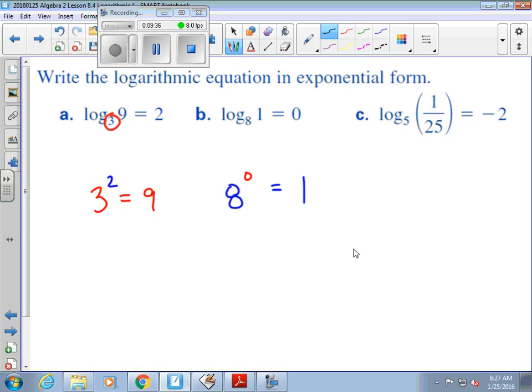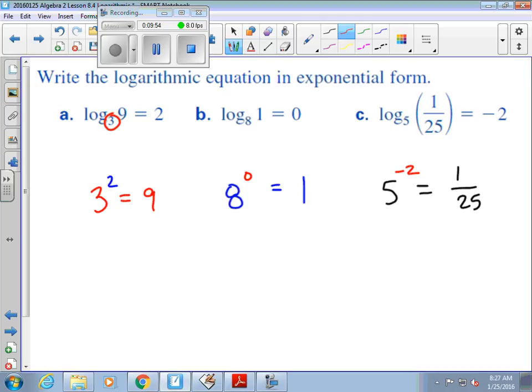Log base 5 of 1 over 25 is negative 2. That's how it'd be written exponentially for A, B, and C. Anybody have questions on those?